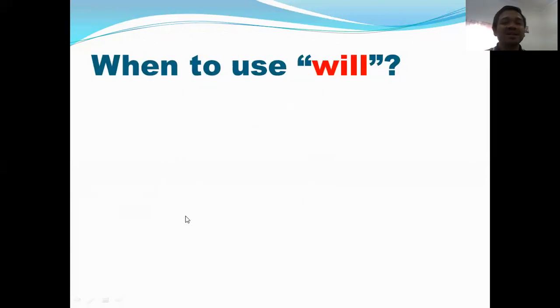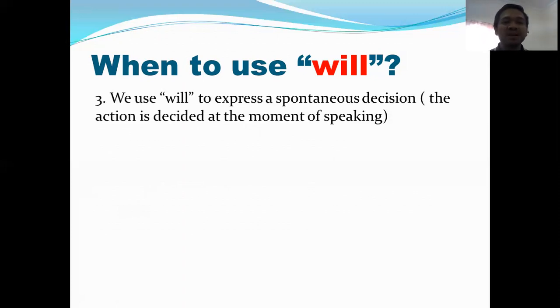There are actually four basic usages of will. Number three, we use will to express a spontaneous decision. The action is decided at the moment of speaking. Again, we use will to express a spontaneous decision, which means the action is decided at the moment of speaking, right now.